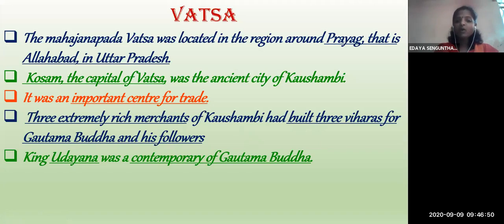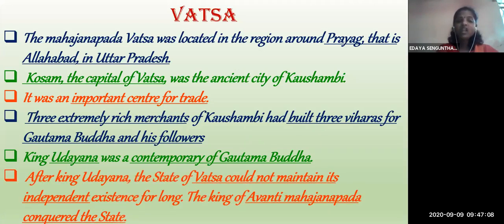Now King Udyana. In Kosala, we read the name of King Prasenajit. Now here, what is the name of the king? Udyana. King Udyana was a contemporary of Gautam Buddha, which means that at the time of Gautam Buddha, King Udyana also lived in the same time period. He was the last powerful king of the Vatsa Mahajanapada.